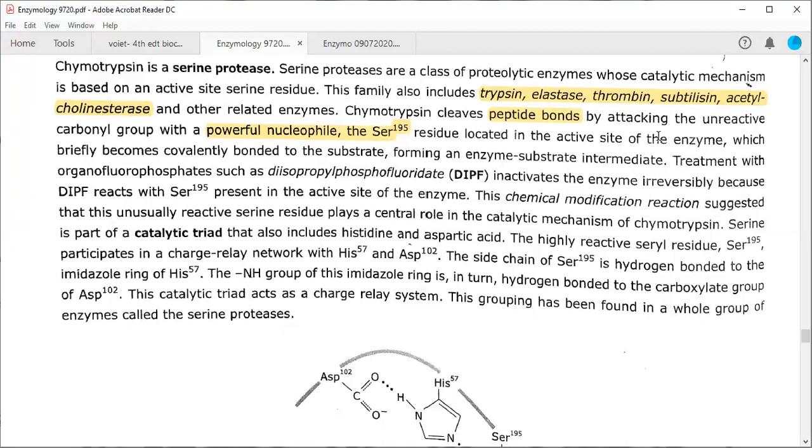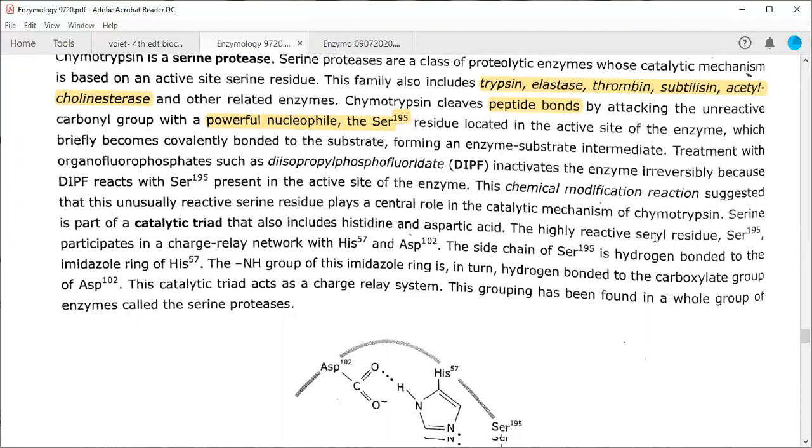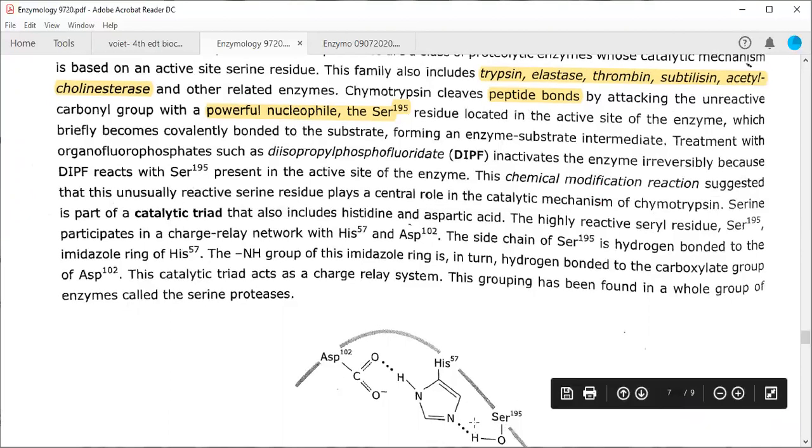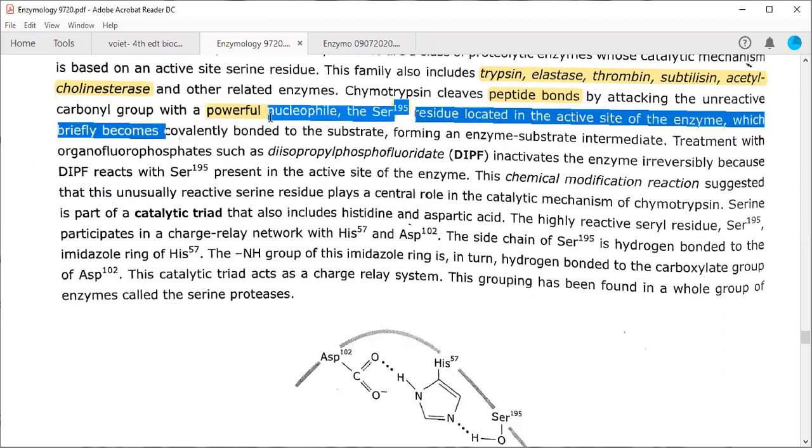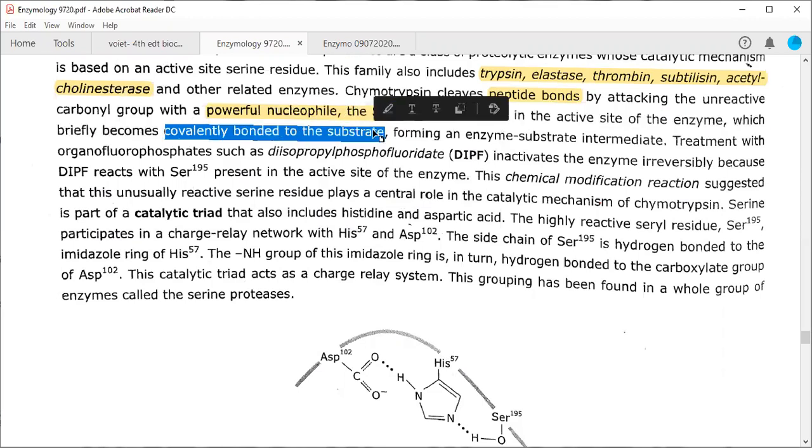This residue is located in the active site of the enzyme. Because it is present in the active site, it is going to make a nucleophilic attack on nitrogen of the histidine or some other molecule in the protein. Briefly, it becomes covalently bonded to the substrate, not only because it is a powerful nucleophile, it is going to make a covalent bond with the substrate.